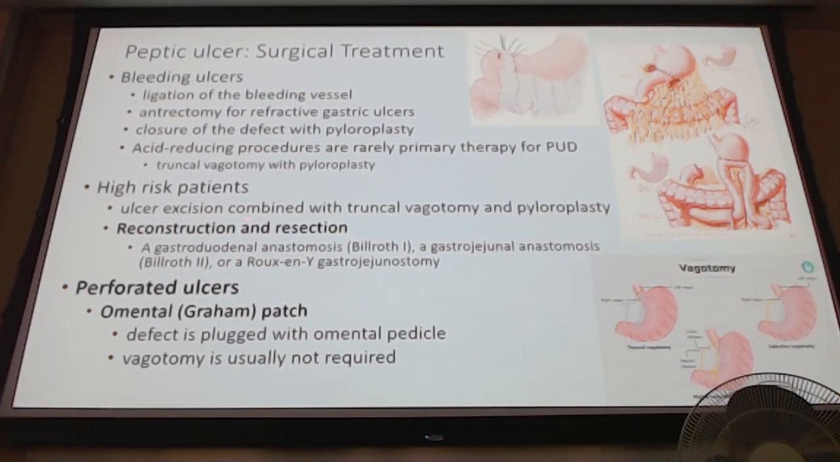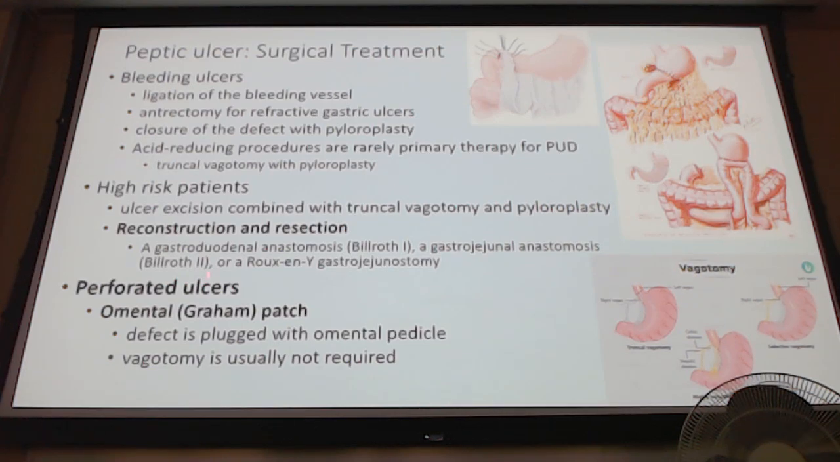For high-risk patients, we can do the ulcer excision with the truncal vagotomy and the pyloroplasty. Basically it's reconstruction and resection. We resect the part that's damaged, and then we reconstruct it with an anastomosis. There are a lot of different ways to reconfigure our gut. We'll go through that on the next page.